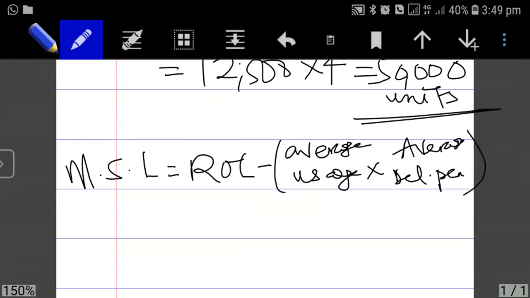Where you are given the average usage, you don't need to calculate. But where you are not given, you will find maximum usage plus minimum usage divided by two. Where you are not given the average delivery period, it should be maximum period plus minimum period divided by two. What is the reorder level we calculated? That is 50,000. So we have 50,000 minus.